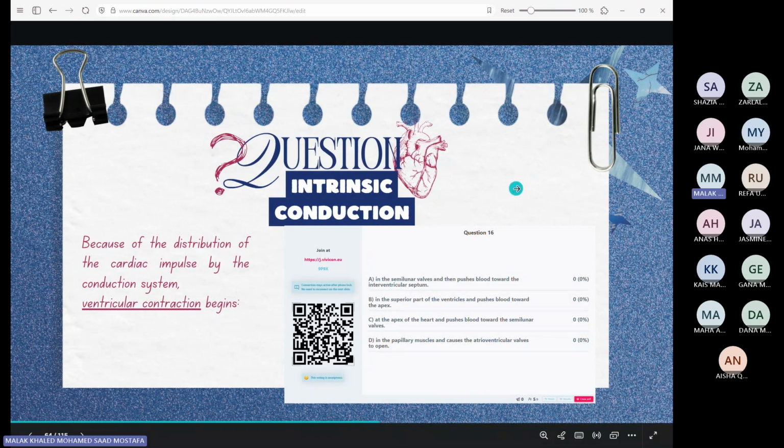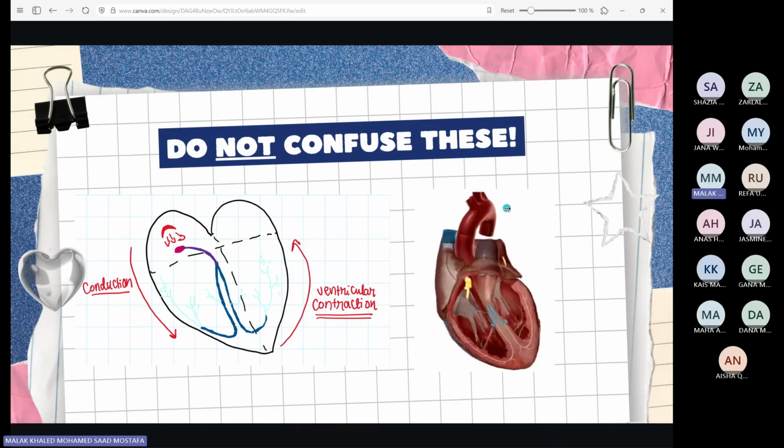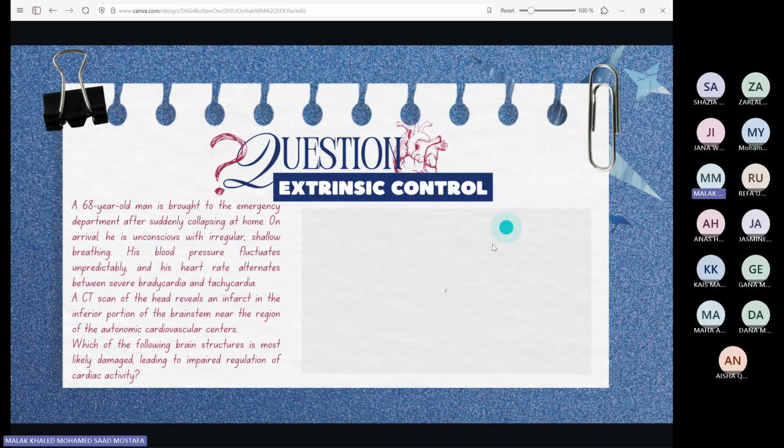But I want you to not confuse these. So the contraction will begin at the apex of the heart, and we want the blood to be pushed upwards and out of the heart, right? So don't confuse conduction with contraction. Conduction will happen from the SA node down, and then the ventricular contraction will happen from the apex up so that the blood is pushed out of the heart. That should be it for intrinsic control.